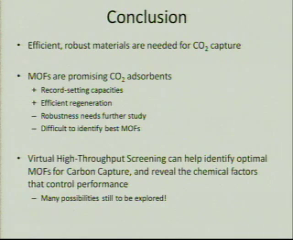as well as the fact that there's thousands of MOFs out there. Now, virtual high-throughput screening can help identify the optimal MOF for carbon capture and reveal the chemical factors that control the performance of these MOFs. Now, many possibilities are still to be explored.